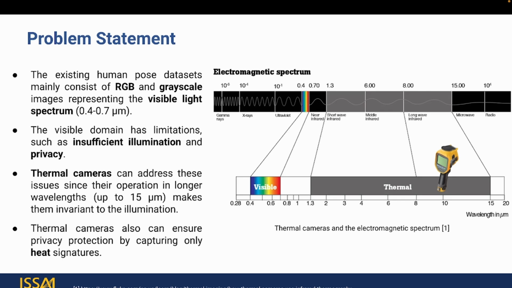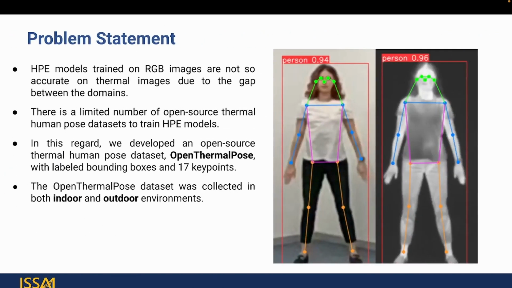Thermal imaging technology, which operates at longer wavelengths, addresses these issues effectively by being insensitive to lighting conditions and maintaining privacy through the capture of heat signatures rather than visual details. HPE models trained on RGB datasets perform poorly when applied to thermal images, largely due to significant differences between these imaging domains. Furthermore, there is a scarcity of publicly available thermal datasets for training HPE models. To bridge this gap, we have developed OpenThermalPose, an open-source thermal human pose dataset.